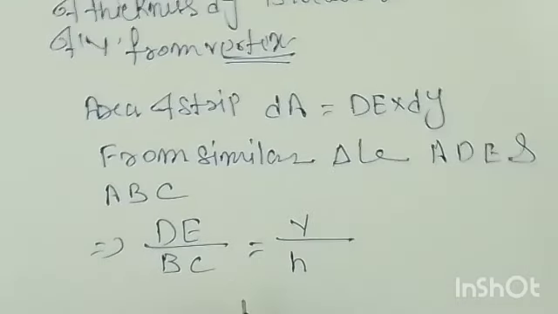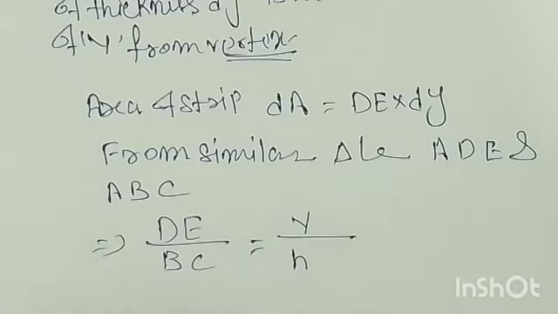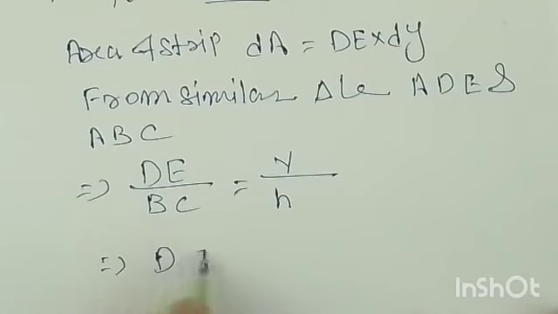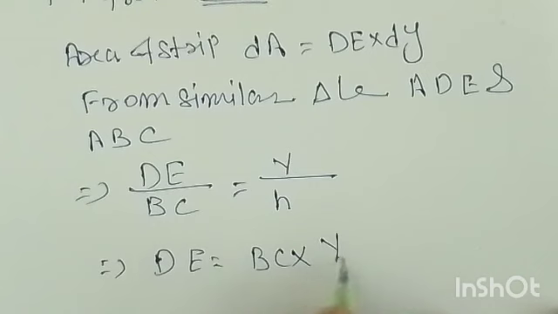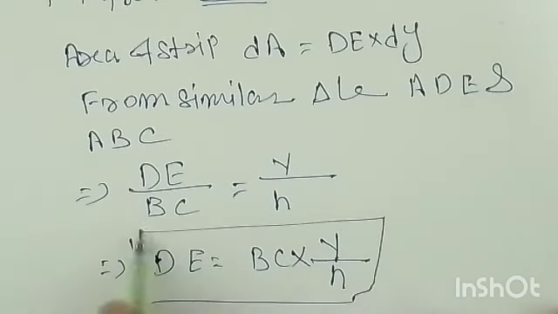So now you can cross multiply. We need to find out the DE actually. Why? Because for area we have taken DE. So what DE value do we need to find? DE is equal to BC times y by h. Is it or not? So let's say that DE we calculated.